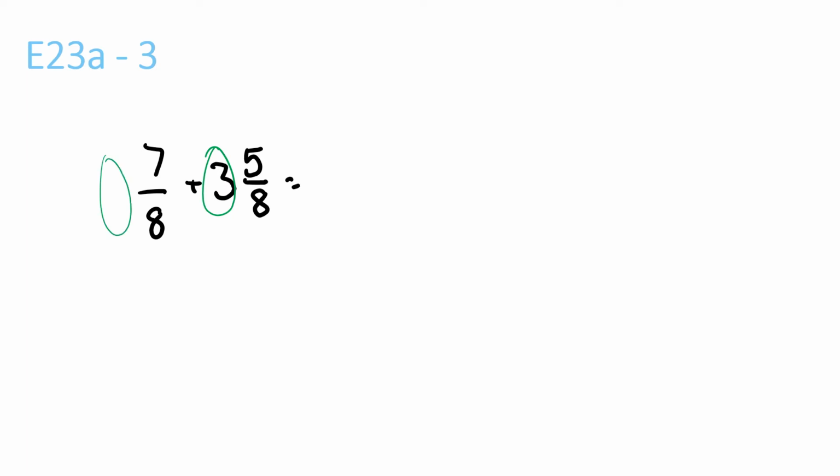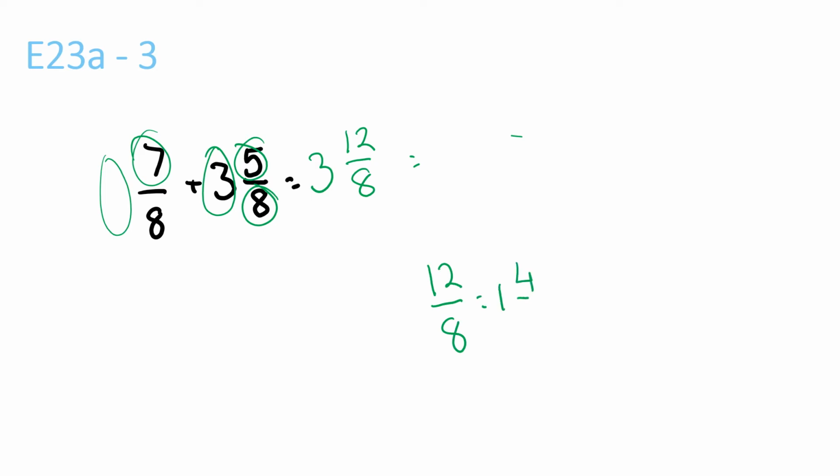3 plus nothing is 3. 7 plus 5 is 12. 8 stays the same. Now, you have 12 over 8, which is the same as 1 and 4 over 8? Because 8 goes into 12 once, with a remainder of 4 over 8. So now you have 1 and 4 over 8. And now, get that, and plus it with 3. 4.